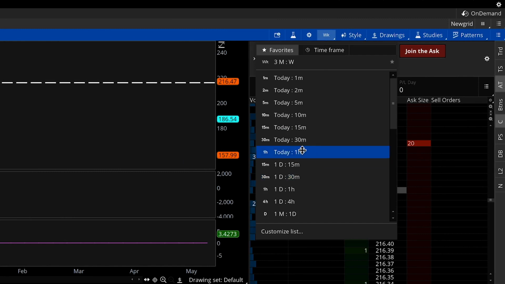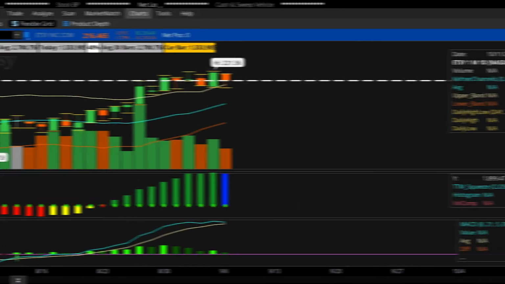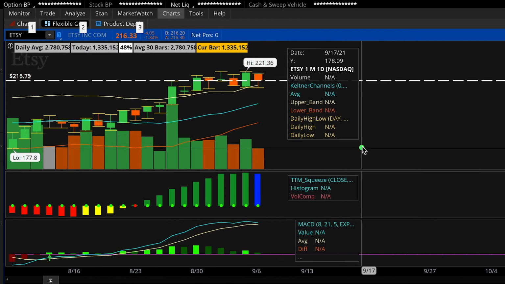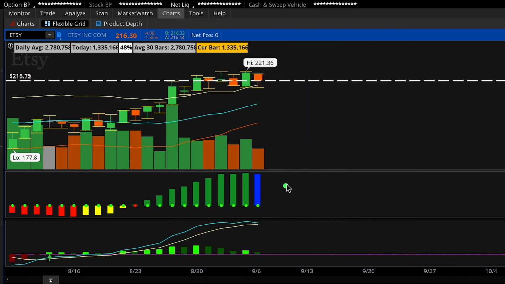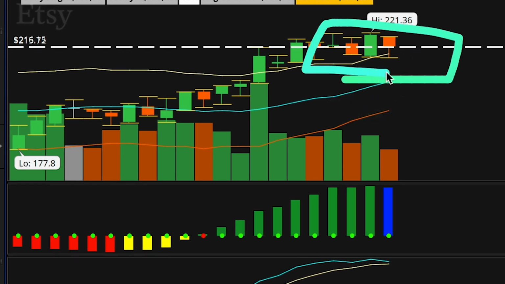monthly time frame right here. So let's go to 1 month and 1 day. Okay, so you can get another picture as far as what's happening with the Keltner channels, the TTM squeeze, and the MACD. You can see here how the volatility bands have now, on a monthly time frame, on a day-to-day, how it's moving upwards. So the bands are coming upwards. You can see what's happening here.